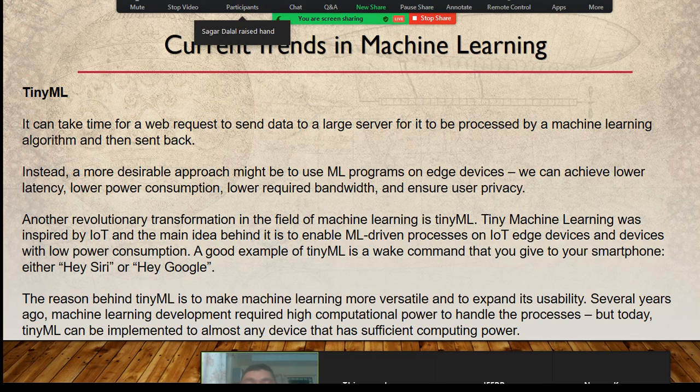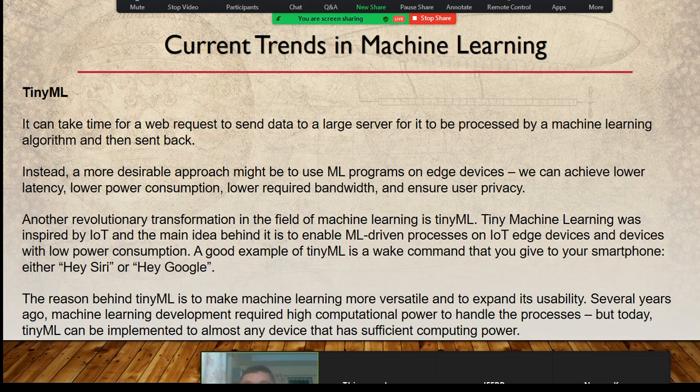TinyML, or tiny machine learning. It can take time for a web request to send data to a large server, for it to be processed by a machine learning algorithm and then sent back. Instead, a more desirable approach might be to use machine learning programs on edge devices. We can achieve lower latency, lower power consumption, lower required bandwidth, and ensure user privacy.